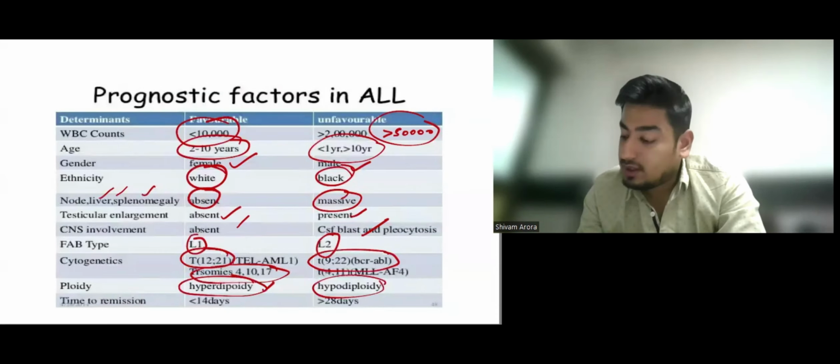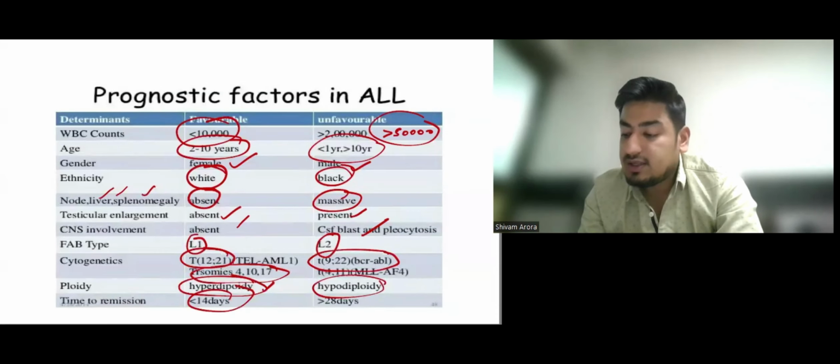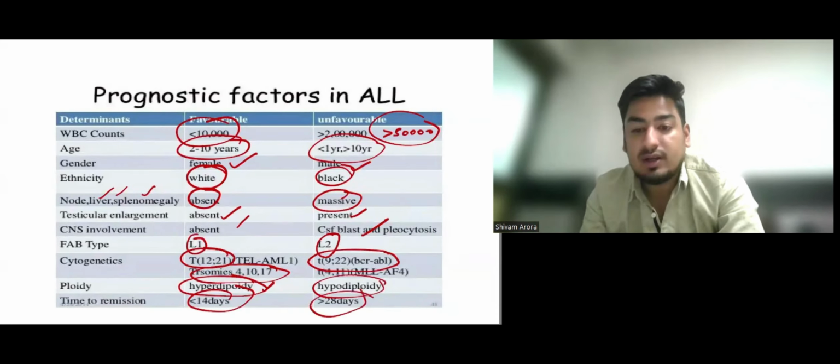Okay. Time to remission less than 40 days is a favorable prognosis. More than 28 days is a not favorable prognosis.